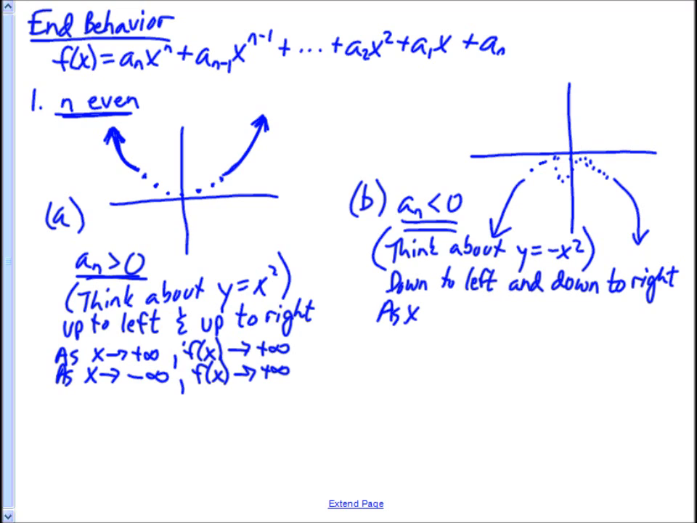So as x goes to the right, f of x shoots down. Your y value shoots down. As x goes to the left, your y value shoots down. Okay, so as you go down to the left and down to the right, as you follow your x values right or left on this, okay?